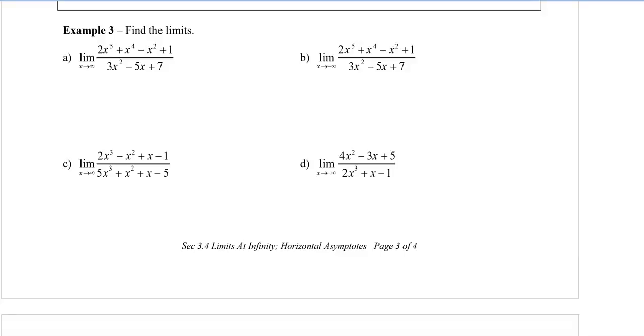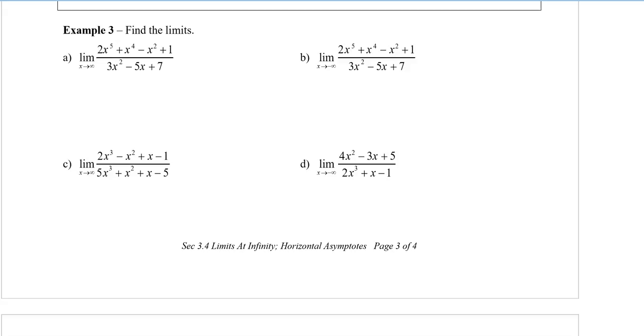In this video, I'm going to show you some examples of how to find the limit as x approaches infinity or negative infinity. As I mentioned in previous videos, when we have a rational function and we're trying to find the limit as x approaches infinity or negative infinity, we can divide the numerator and the denominator by the largest variable, the variable with the largest exponent.